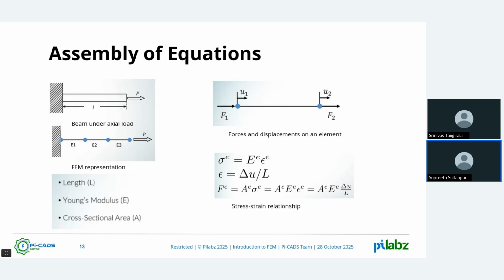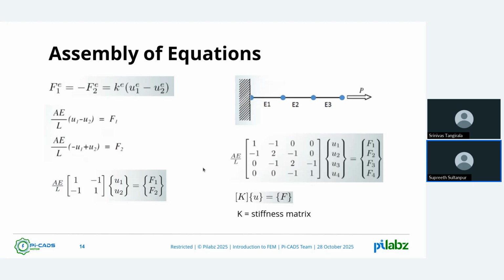So you apply the same equation for each of those elements, right? This is F1 superscript E equal to K superscript E times (U1 minus U2). This is the force at node 1. Similarly, you get the force at node 2. And if you write it for all the nodes, you get a set of equations.